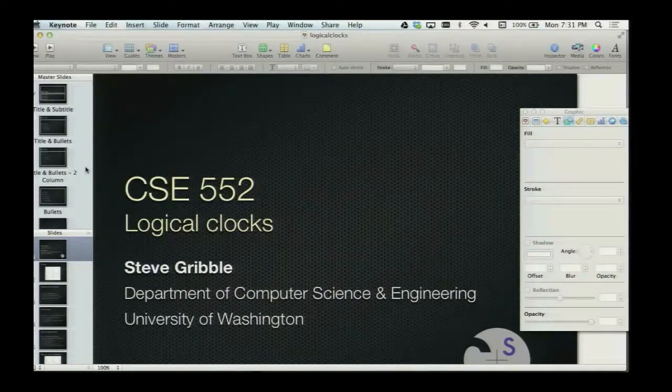So one way that we could build this distributed compile service is with physically synchronized clocks. The other way that we could do it is with logically synchronized clocks. Let's start walking down the path of what a logically synchronized clock actually means.